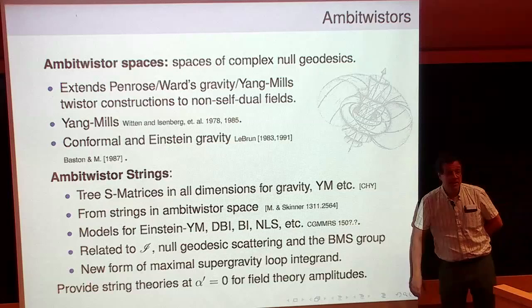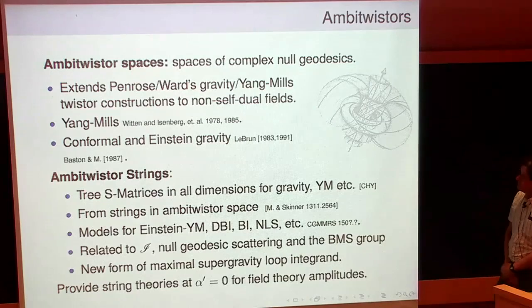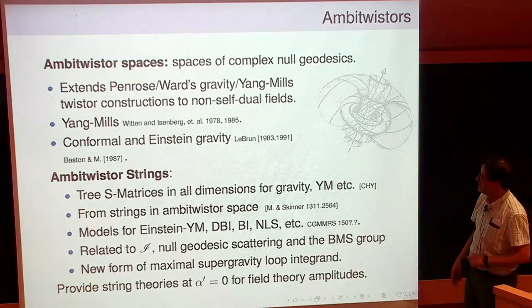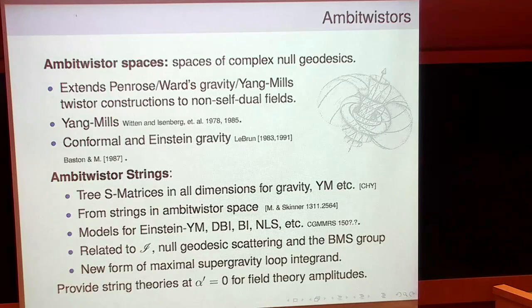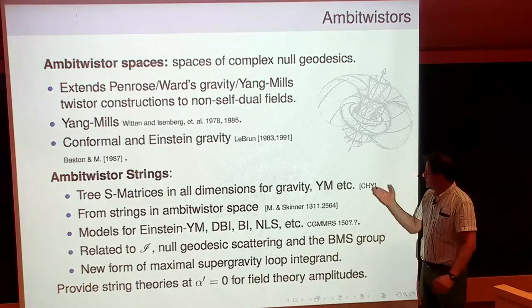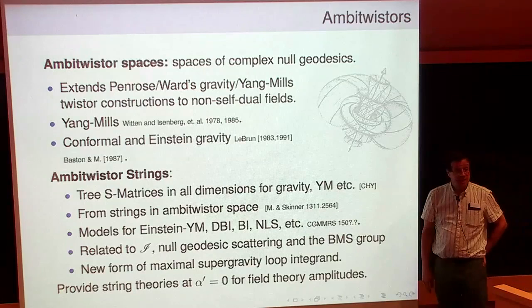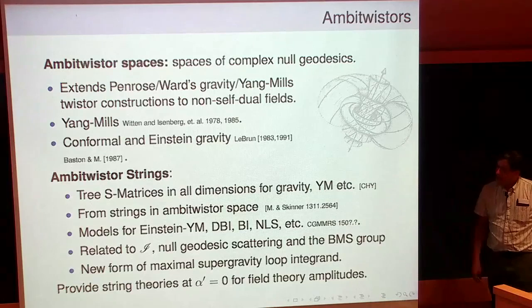it sort of foundered for about, my mental arithmetic isn't very good in front of people, maybe 30 years or something. But in the last 2 years the ambitwistors have really come back again, and this was initiated by some remarkable formulae found by Freddie Cachazzo, Song He, and Ellis Yuan for tree-level S matrices, which really worked in all dimensions for gravity and Yang-Mills and so on. And so these hung around for a bit, waiting for some interpretation.